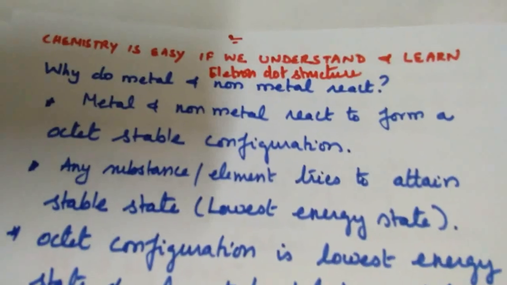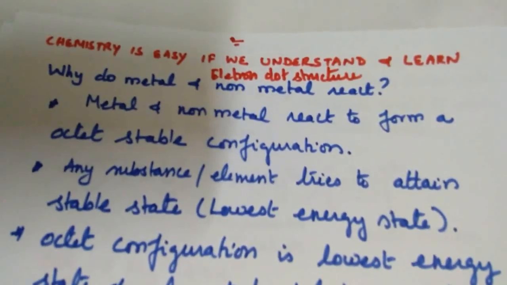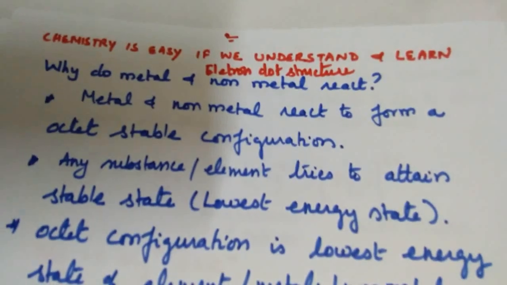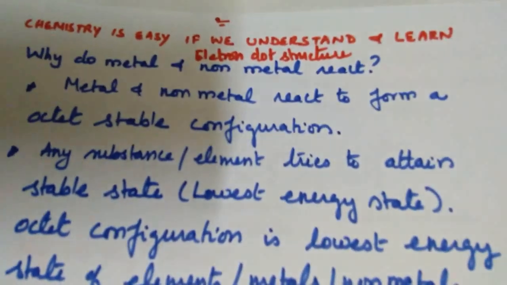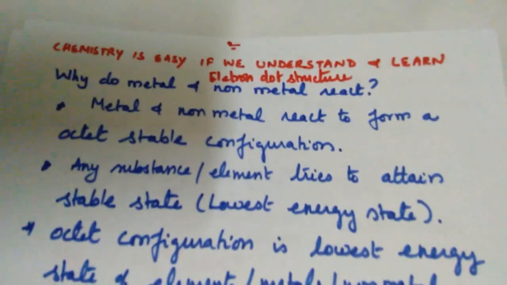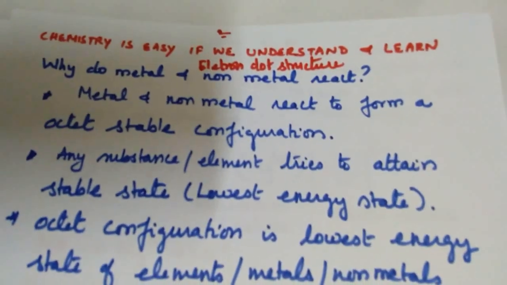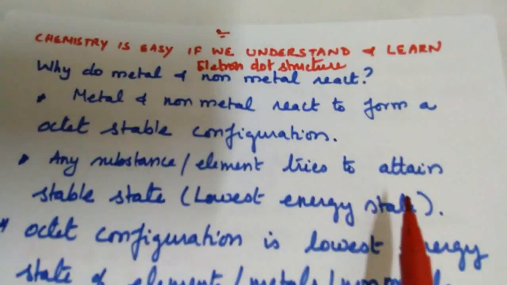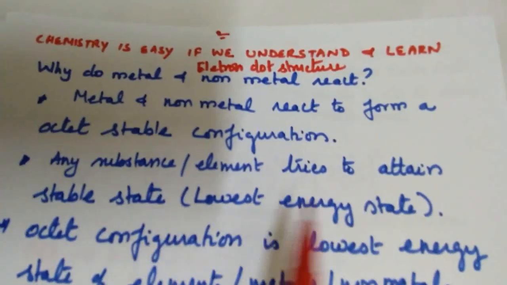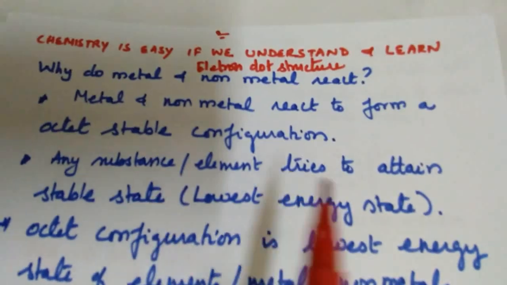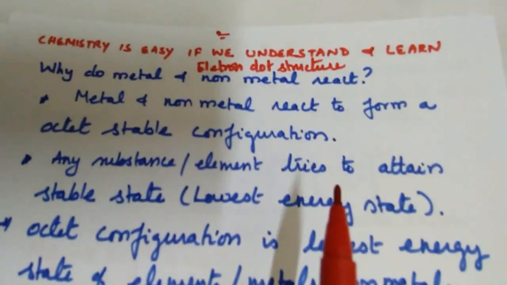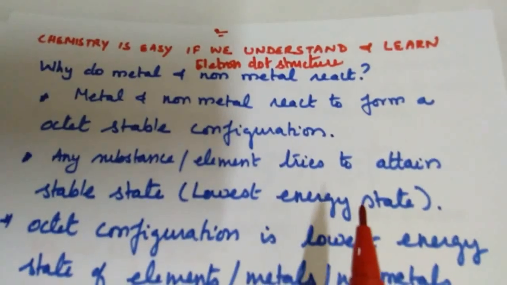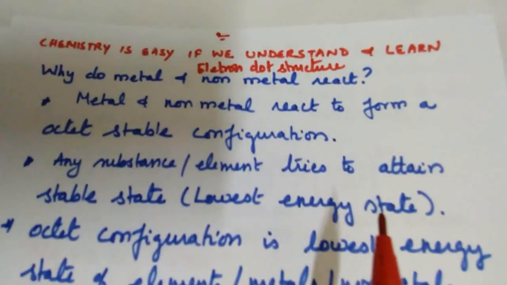See, anything in nature attains stable configuration means it attains a state where it has a low energy level. Any substance or element tries to attain a stable state, the lowest energy state. So that is natural. Anything is striving to do something, it means it is trying to attain its lowest energy state. Then it is a natural process, a spontaneous process.